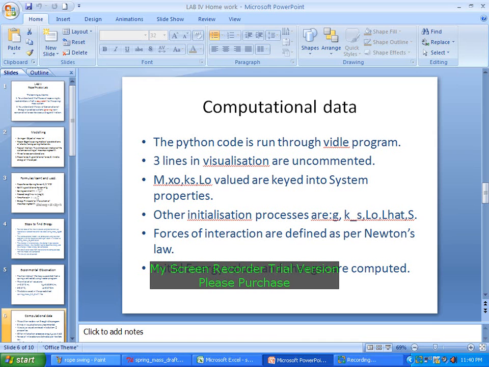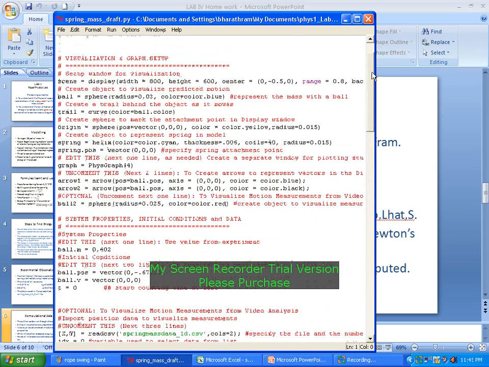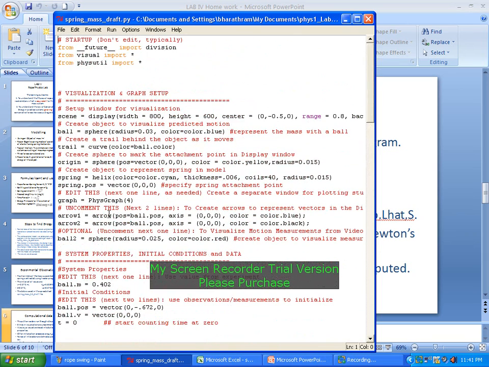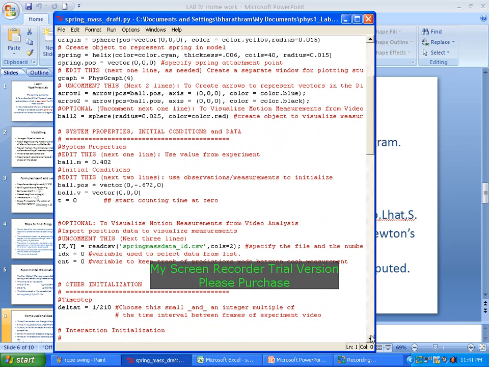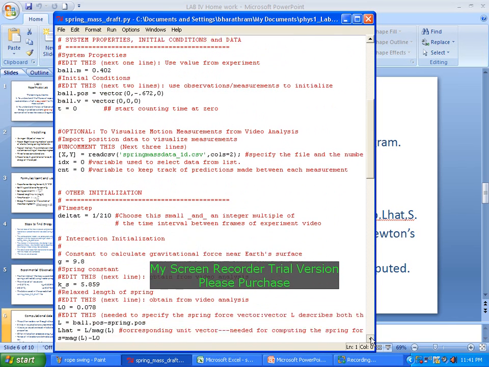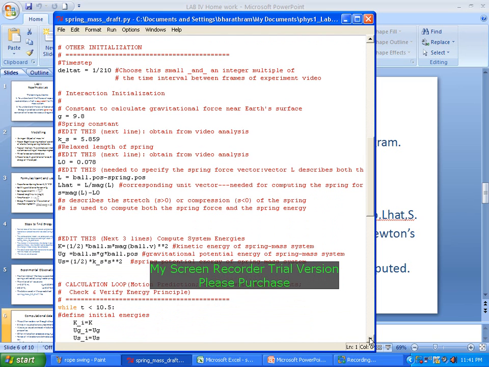The Python code is run through the IDLE program. In the visualization and graphical setup, arrow 1, arrow 2, ball 2 positions are uncommented. In the system's properties, the values calculated from the tracker data are incorporated. In the other initializations, the values ks and L0 are incorporated. To specify the spring force vector, we include those 3 lines.